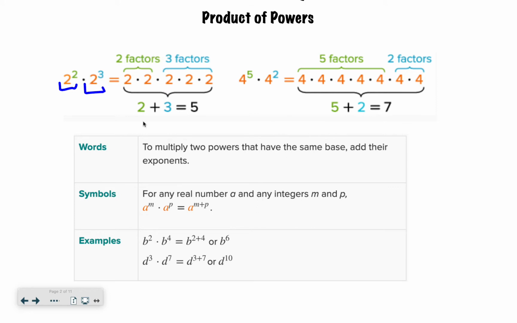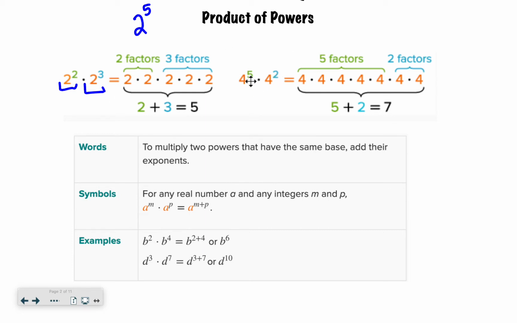And so what we're learning is a shortcut. If I were to give you 2 to the second times 2 to the third, what's a faster way of figuring out what that is? Instead of figuring out what's 2 to the second, what's 2 to the third, and then multiplying them together, you can see, okay, I have 2 factors here, 3 factors here, so that's a total of 5. That means this is 2 to the 5th power, and then you can just plug that into your calculator, because it's easier to just say 2 plus 3 and then say 2 to that number rather than saying 2 to the second times 2 to the third. So that's an example of product of powers.